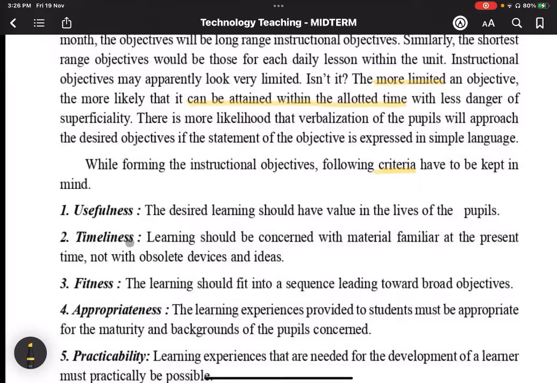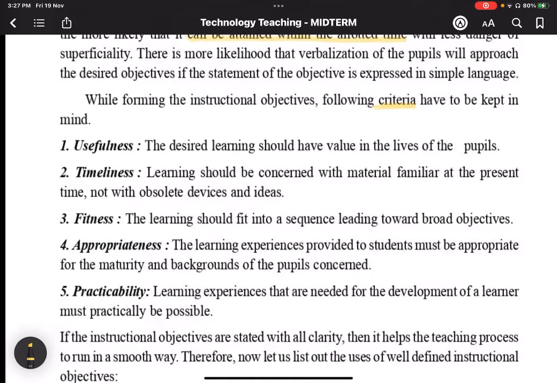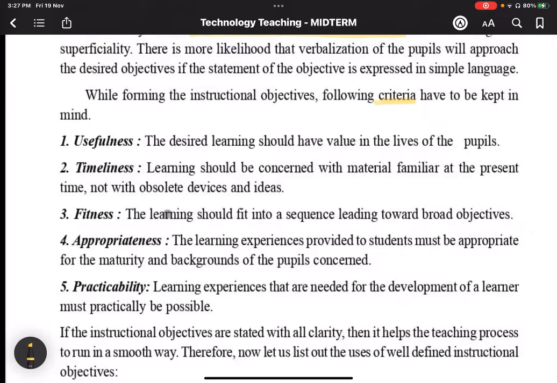No? Next, timeliness. Learning should be concerned with material familiar at the present. 'Yan. This is referring to the choice of your content, the selection, no? The proper selection of subject matter. Kung 'yung tinuturo mo ay regards sa new technology, so dapat mga bagong devices 'yung ituturo mo, mga bagong ideas, mga bagong technology. 'Yan 'yung sinasabing timeliness. Fitness, kung 'yung subject matter ba or 'yung objective mo ay nag-fit sa general or overall long-range objective ng iyong lesson, no?